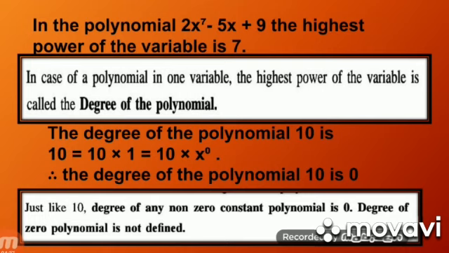In the polynomial 2x⁷ − 5x + 9, the highest power of the variable is 7. In case of a polynomial in one variable, the highest power of the variable is called the degree of the polynomial. The degree of the polynomial 10: 10 is equal to 10 × 1, that is equal to 10 × x⁰. Therefore, the degree of the polynomial 10 is 0. Just like 10, the degree of any non-zero constant polynomial is 0. The degree of a zero polynomial is not defined.